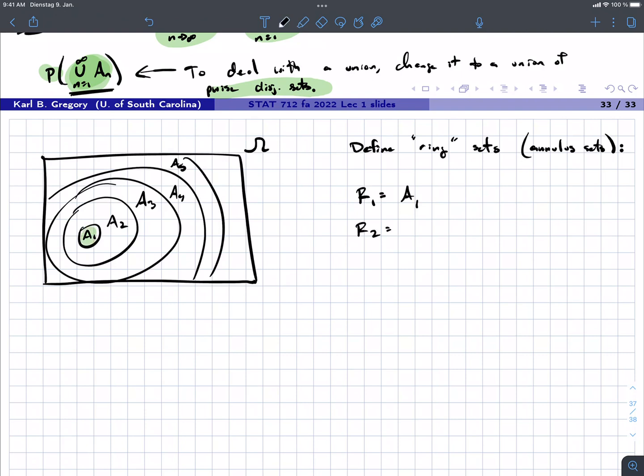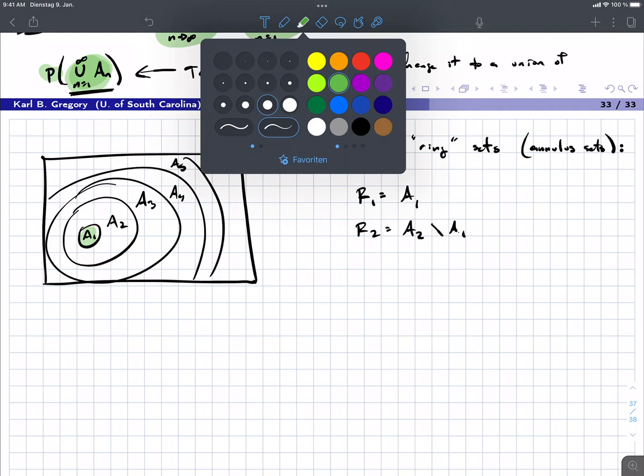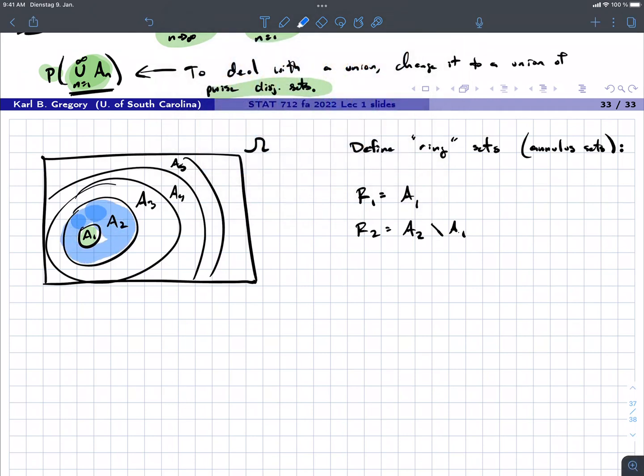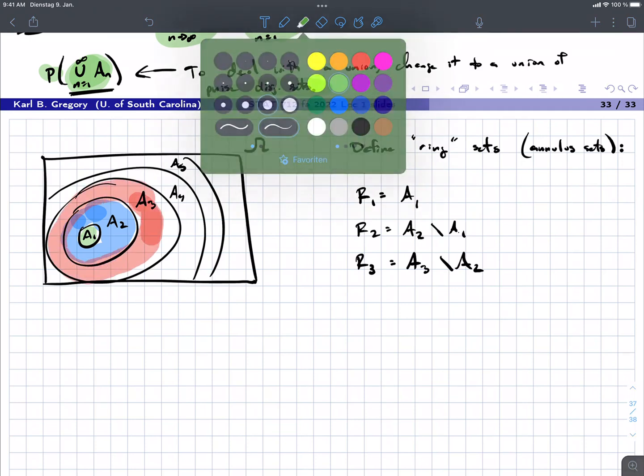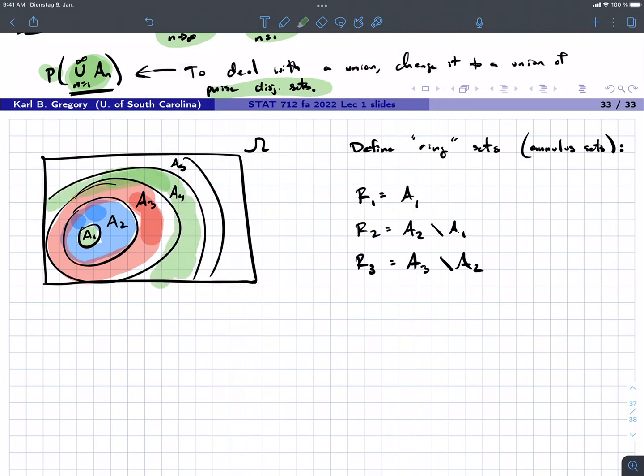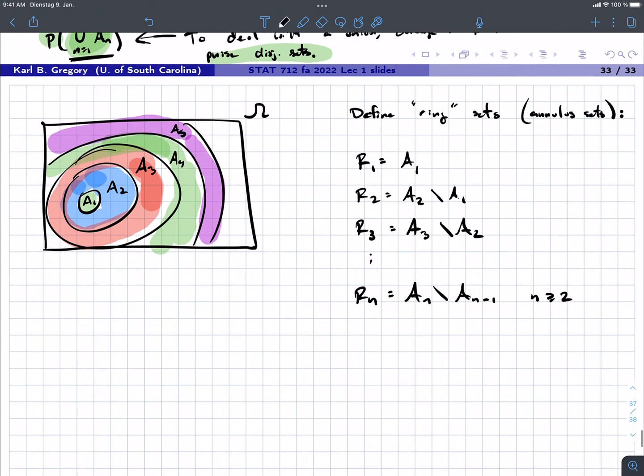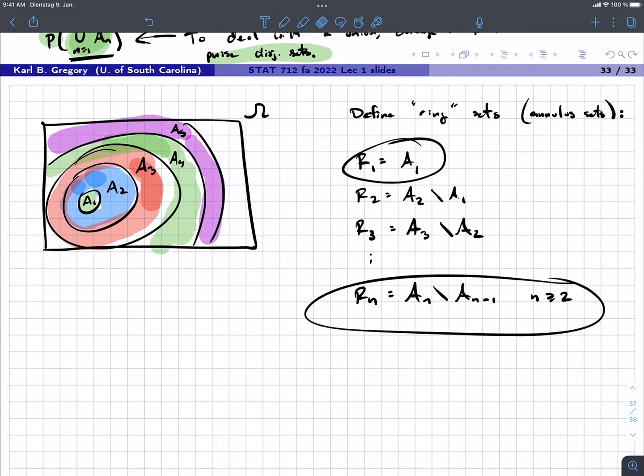And then R_2 is going to be A_2, but only the part which is not A_1. So R_2 is going to be just this ring or annulus, and then R_3 is going to be the new contribution of A_3, so the part of A_3 which is not in A_2, and so just this one like that, and we keep going. So R_4 is going to be just that one, and so on. So let's say R_n is like A_n, but take away A_{n-1}. So R_1 is defined this way, and then we define the rest of them this way.